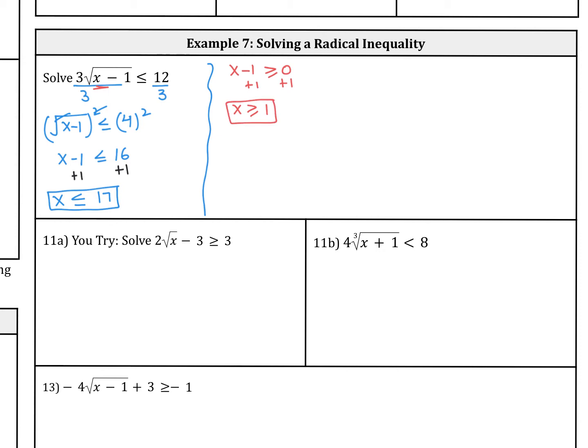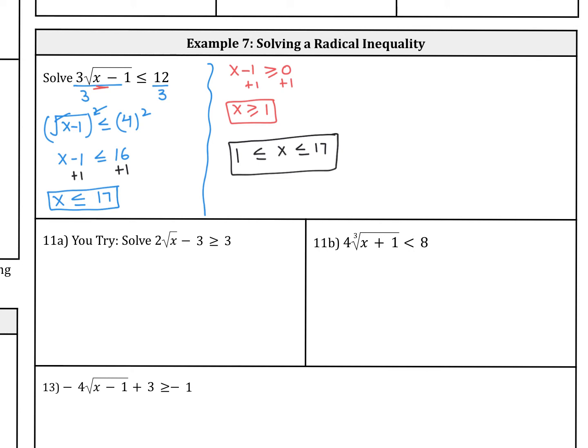So we are going to conclude these two results: x is greater than or equal to 1 and x is less than or equal to 17. If you have to combine both of those results into one, you can say x is greater than or equal to 1 and less than or equal to 17. So this takes care of both solutions in one conclusion.